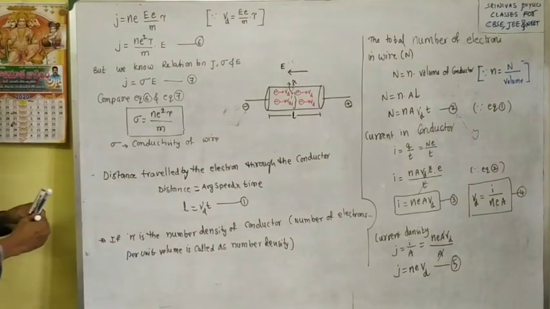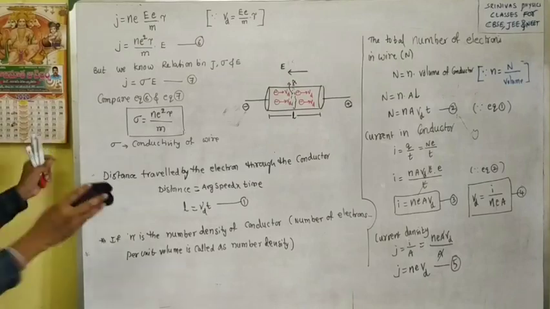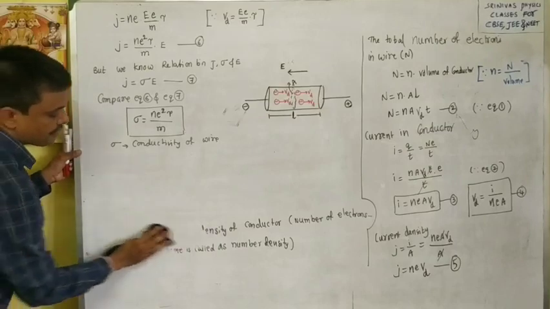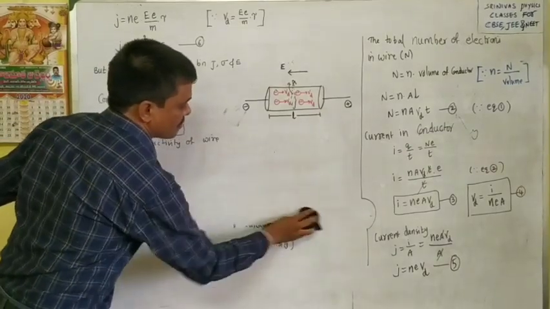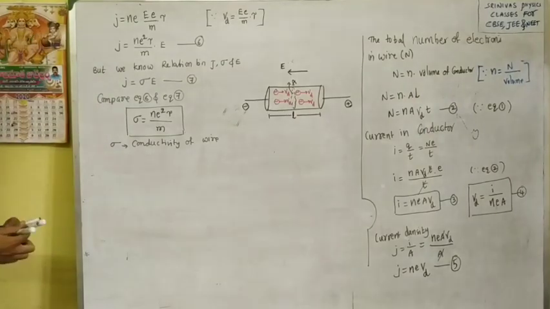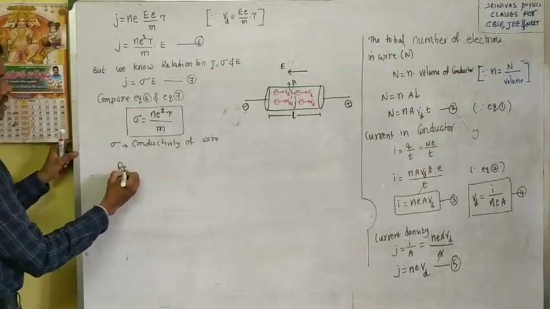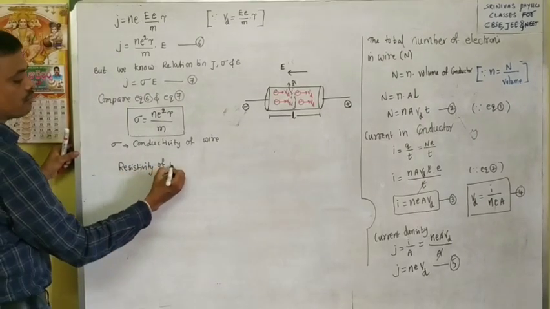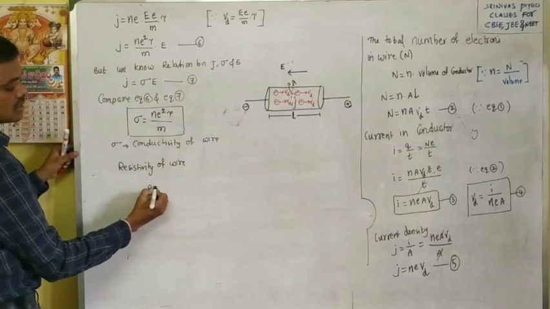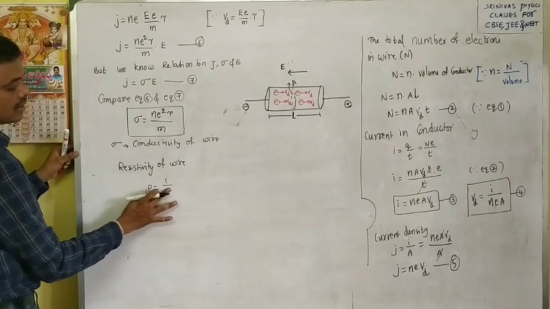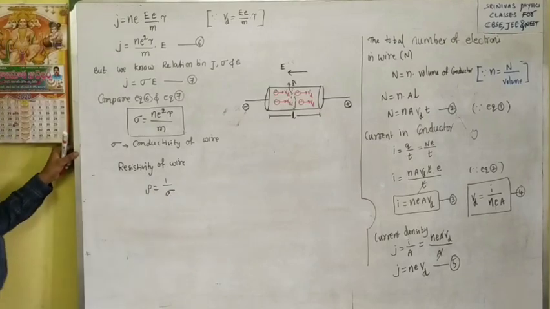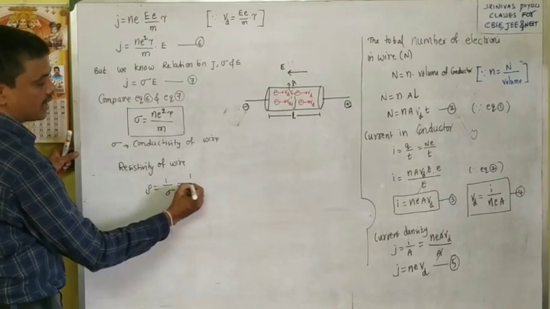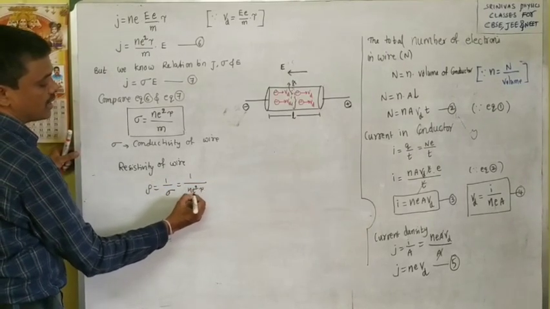And I want the resistivity of the wire. I want to derive the relation for the resistivity. Tell me how to find the resistivity of the wire. Resistivity is equal to 1 by conductivity. We know already, resistivity is equal to 1 by conductivity. Then 1 by conductivity means it will be reversed, 1 by N E square tau by M.